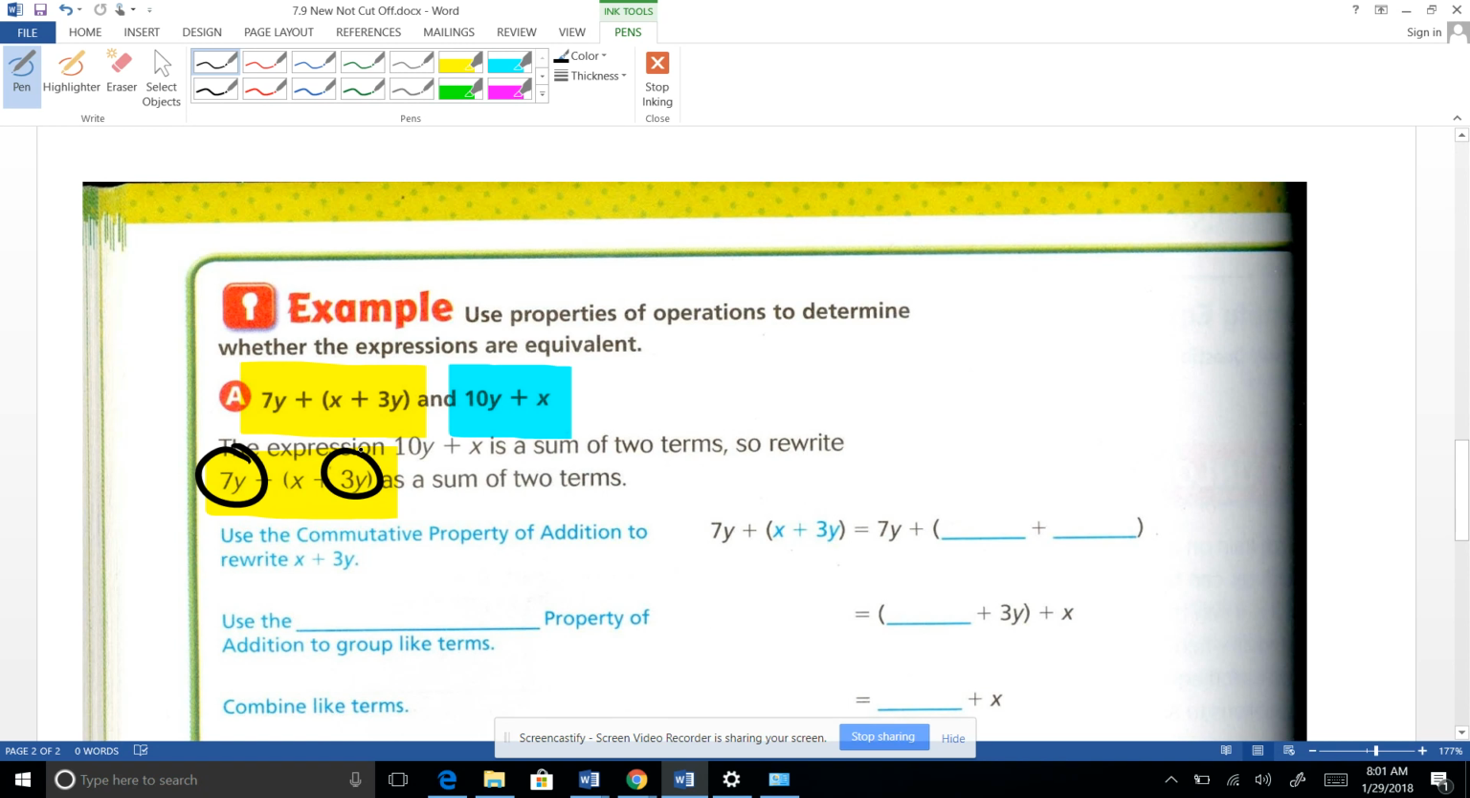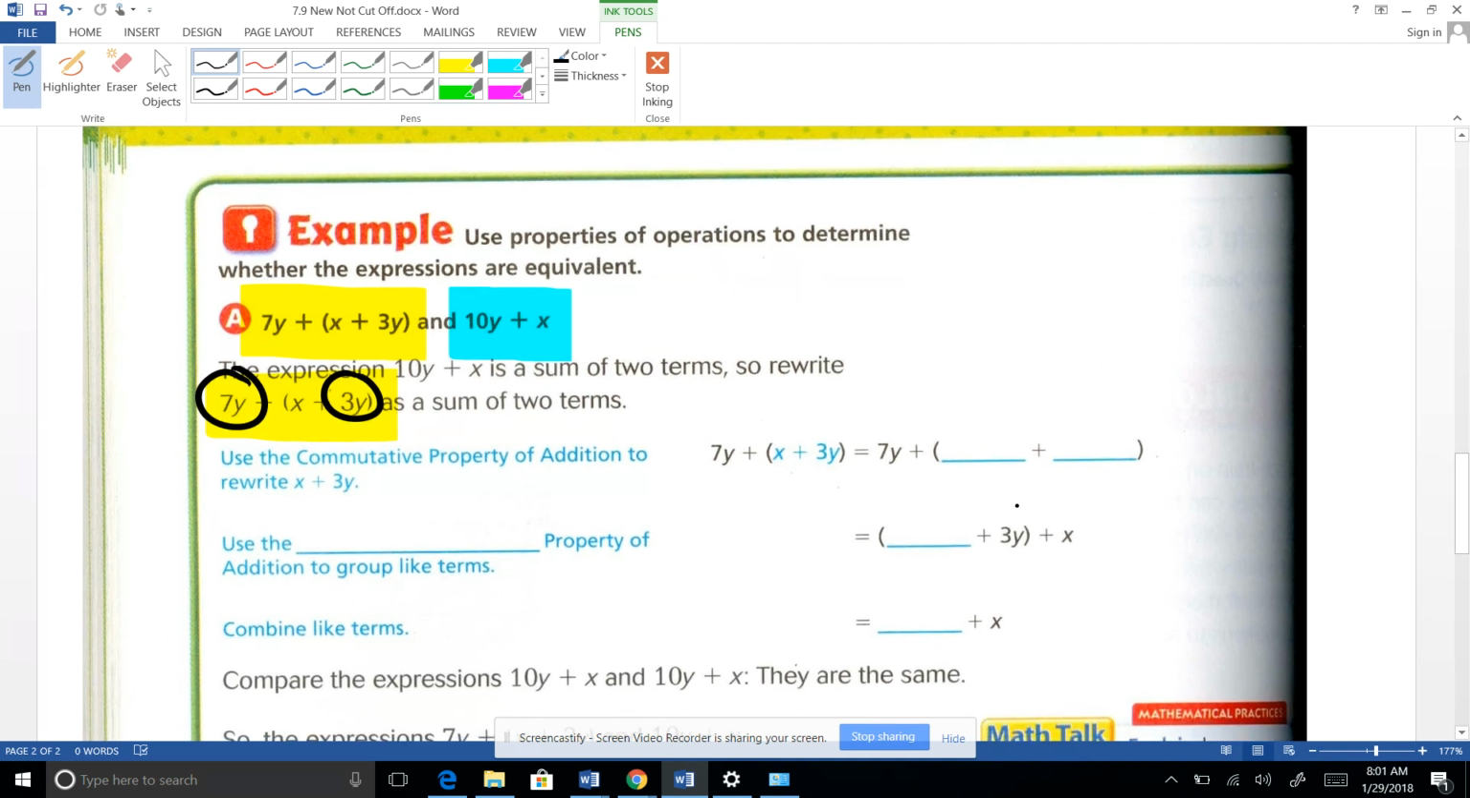Don't we have terms that are alike? We do. The 3y and the 7y are like terms. Now, here they want us to use the commutative property of addition to rewrite the x plus 3y. And so that's no problem. The x plus 3y can end up being 3y plus x instead.